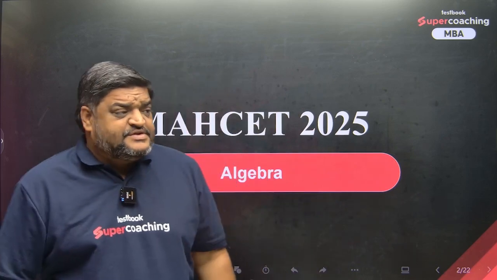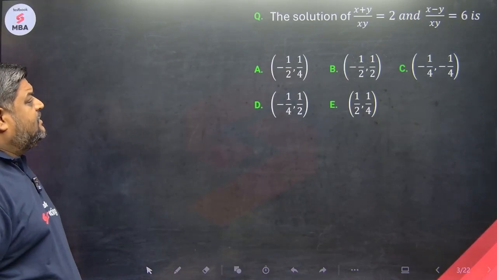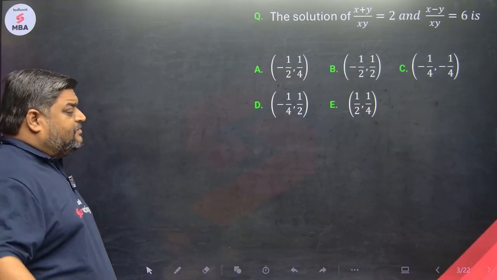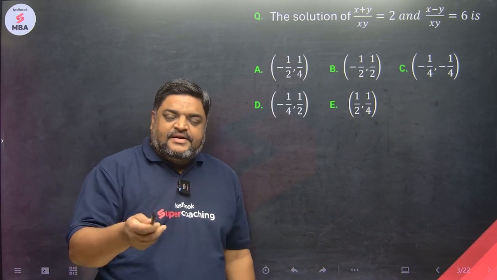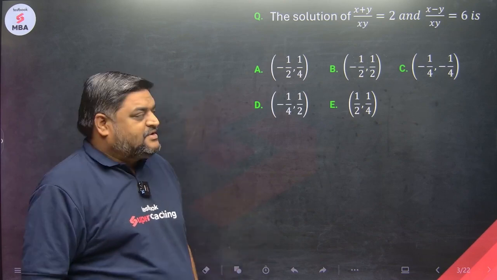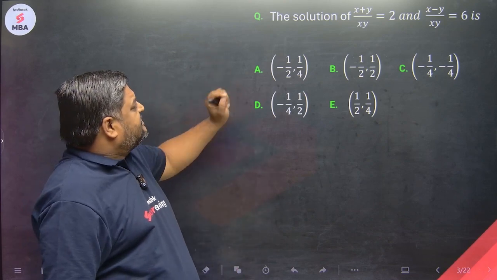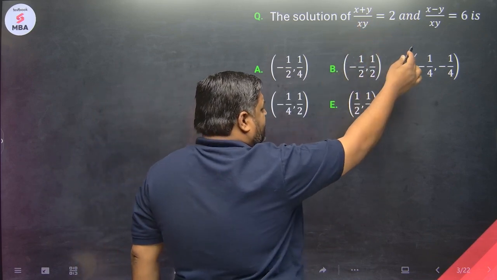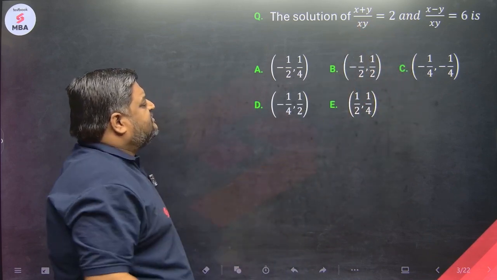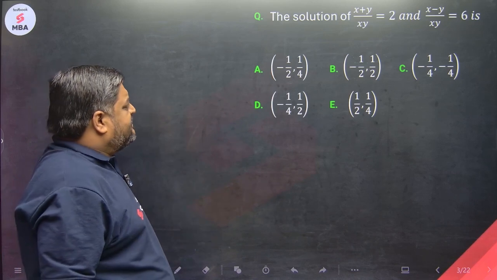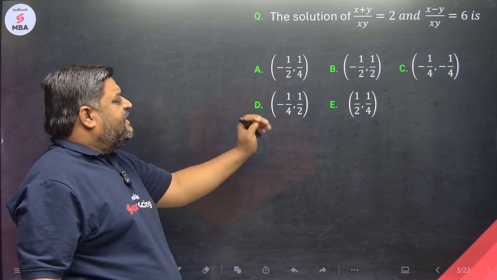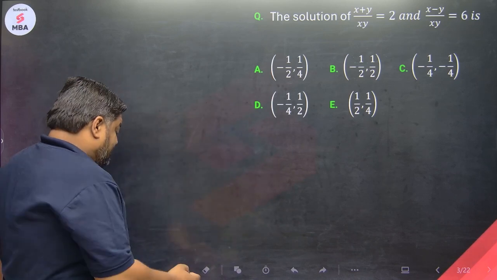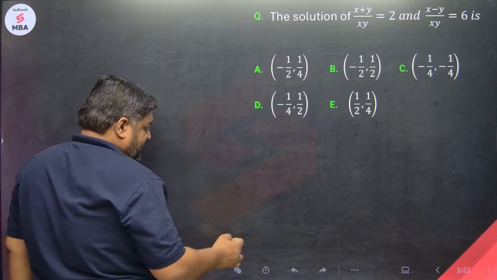Let's start with the first question, beta. Pause the video, attempt it, and then come back to watch the solution. Sorted? The question says the solution of (x plus y) upon xy is equal to 2 and (x minus y) upon xy is equal to 6. You have 5 options to choose from. Which one is the right answer?